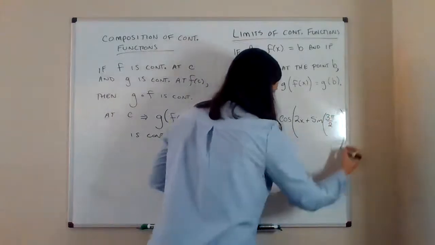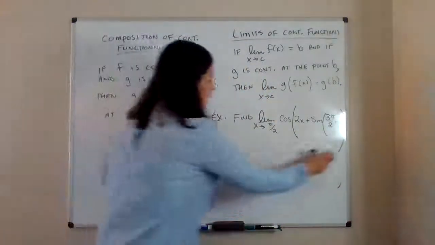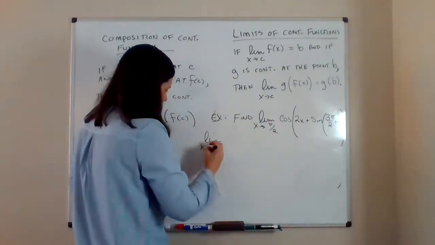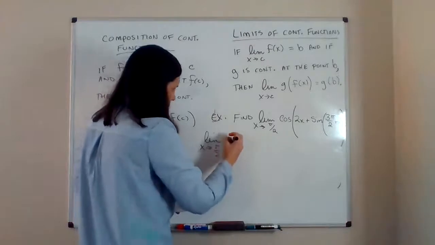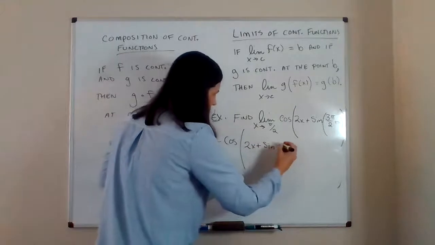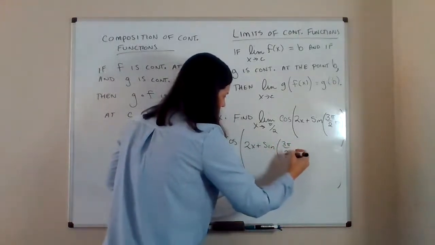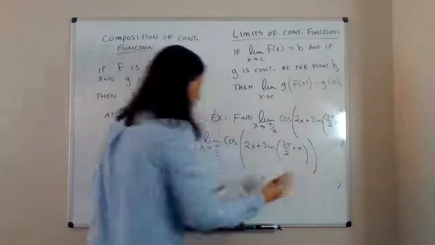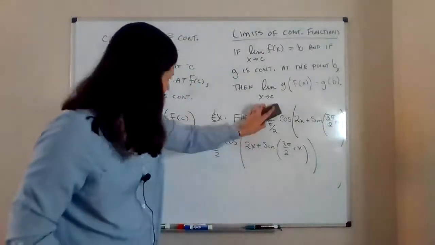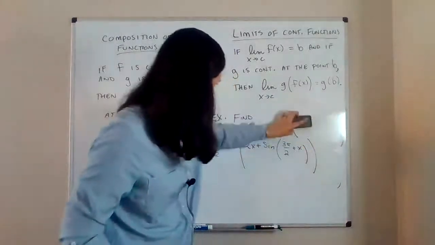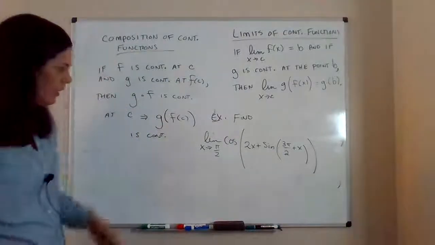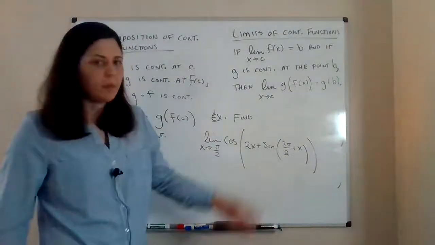All right, I kind of ran out of room there. I don't think you can see that. Let me rewrite it down here. So limit x approaches pi over 2 of cosine 2x plus sine of 3 pi over 2 plus x. All right, hopefully that's better. Okay. This looks complicated, right? Find this limit of cosine of something.